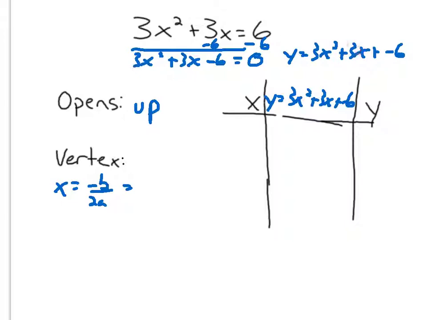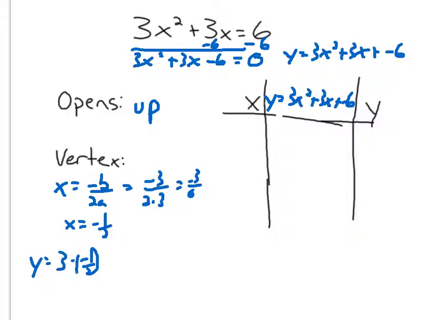in this case, the opposite of b is negative 3 over 2 times my a, which is 3. So that's negative 3 over 6. So my x equals negative 1/2. So now I solve for y. And again, since my x is negative, I'm going to keep it in parentheses so I remember to square negative 1/2. So it's 3 times negative 1/2 squared plus 3 times negative 1/2 plus negative 6.